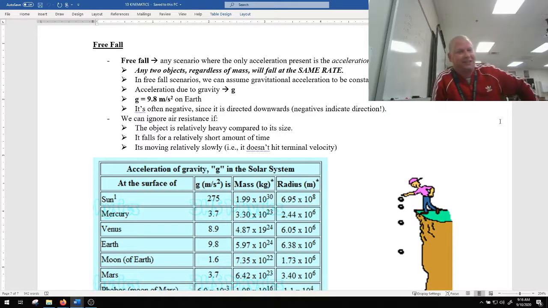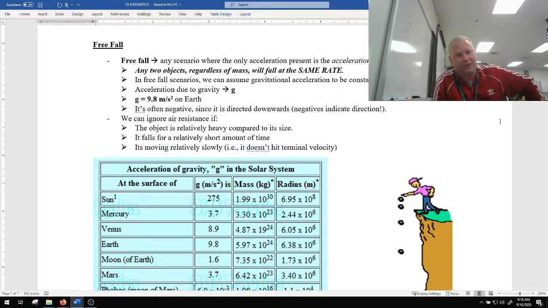Now, again, your acceleration due to gravity on Earth is 9.8 meters per second squared, and we have a special variable for that. It's just lowercase g. Now, one thing to be careful of: little g is not gravity. If you say gravity, you're talking about the force. Little g is the acceleration due to gravity.